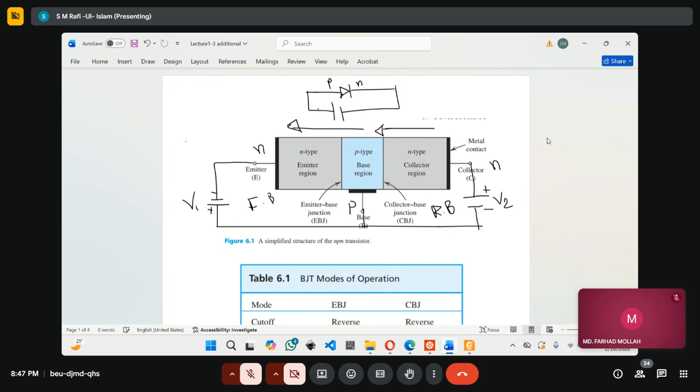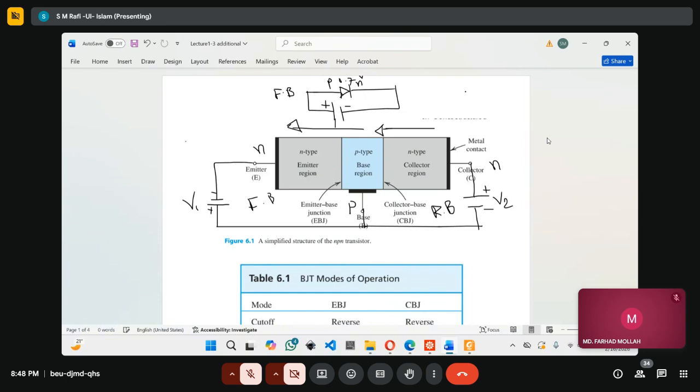So is it clear? This is the positive terminal of the voltage source. We can put any value to the voltage source as long as it is greater than the threshold voltage for silicon. This is 0.7 volt, meaning it has to be greater than 0.7 volt. Then this diode will conduct, right? So we know this is in forward bias condition.